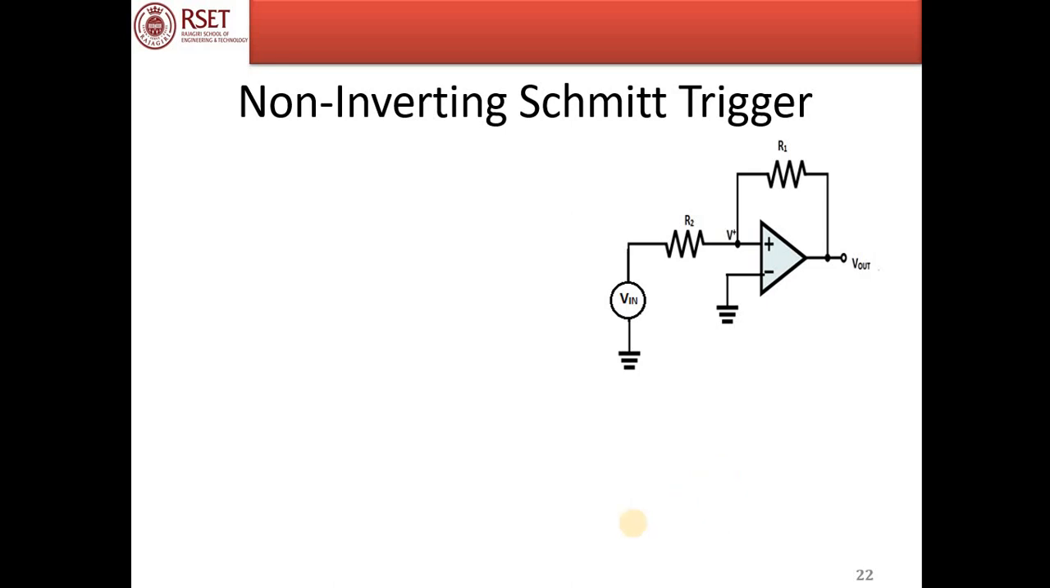Now we'll move on to non-inverting Schmitt trigger. This is the circuit for a non-inverting Schmitt trigger. The input voltage is applied to the non-inverting terminal. The feedback is also applied to the non-inverting terminal. The inverting terminal is grounded. As in the previous case, the output would be plus Vsat or minus Vsat.